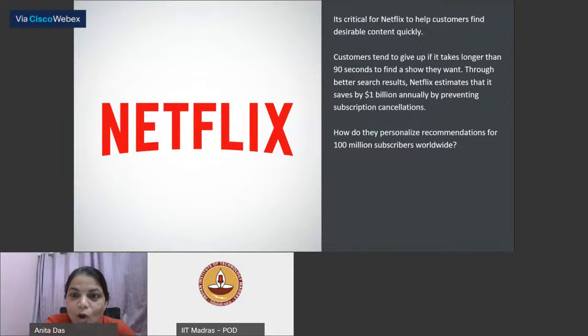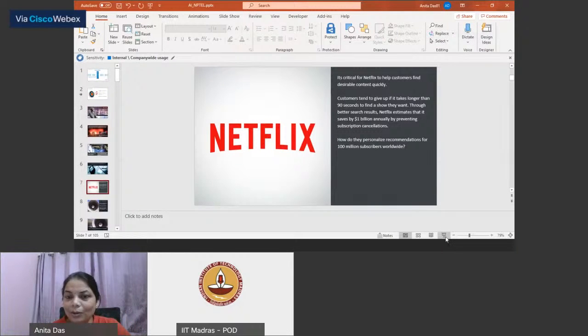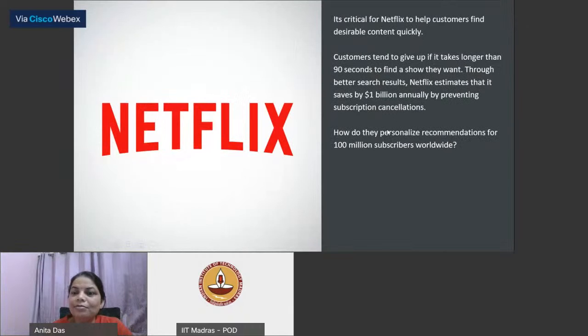So in order to stop people canceling the subscriptions, Netflix has to give some personalized recommendations which will be suitable for the people who are watching. So that's how they have better recommendations. They have better search results. They have personalized recommendations because different people have different choices. So now, how to do that? So some recommendation algorithms are needed, right, to do this job.